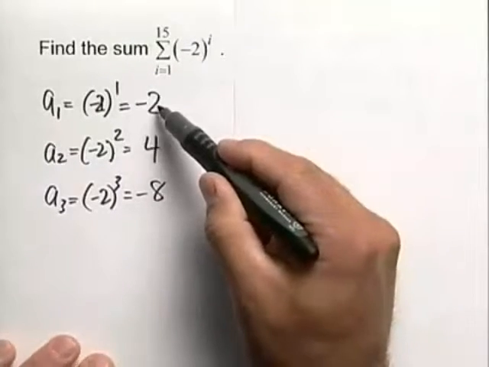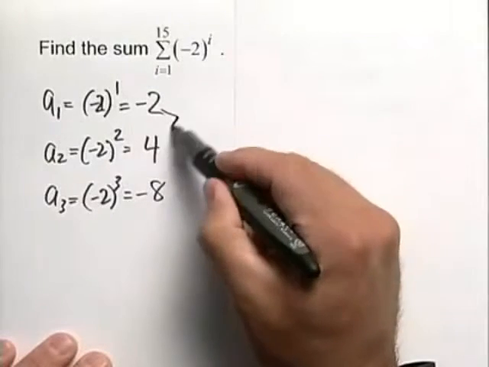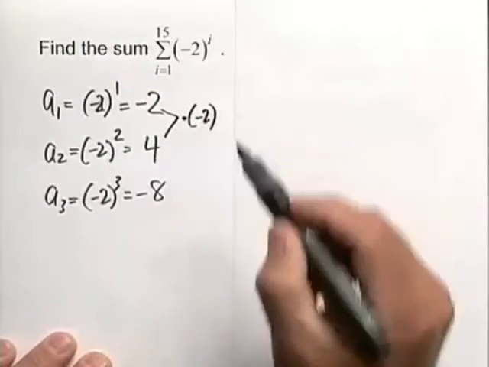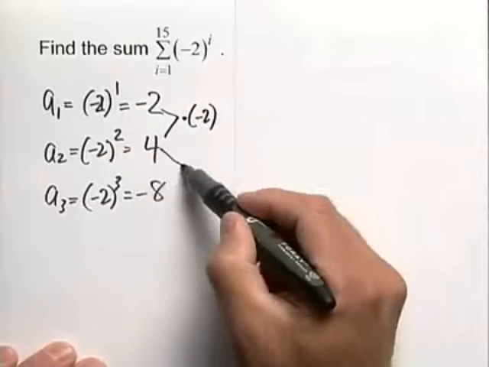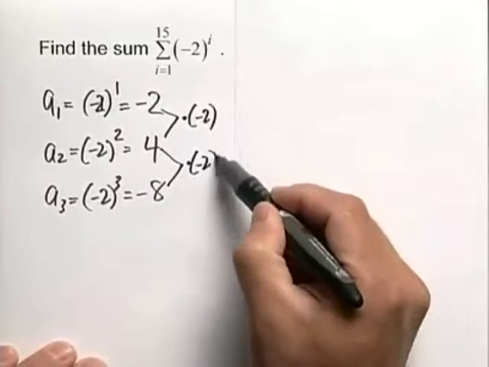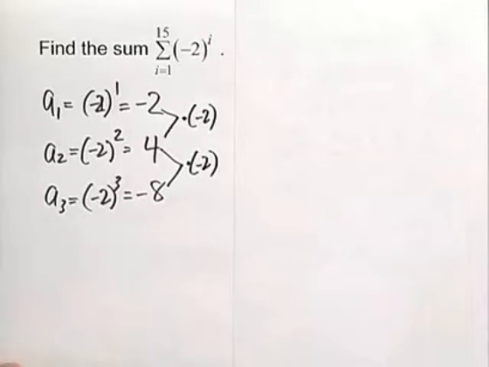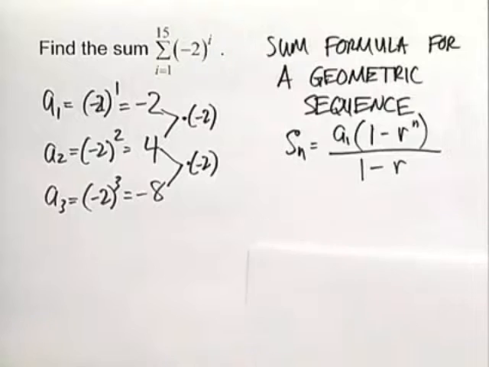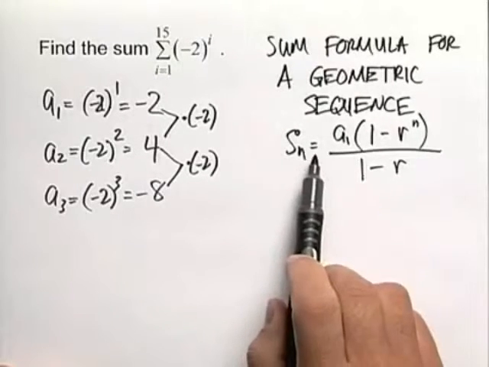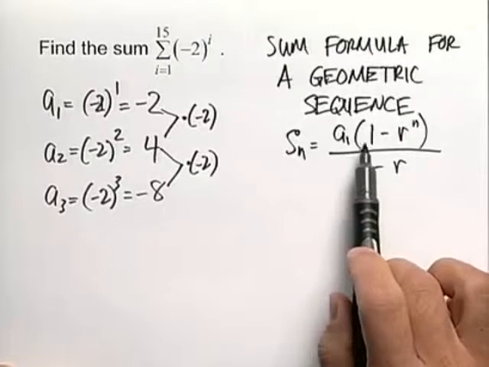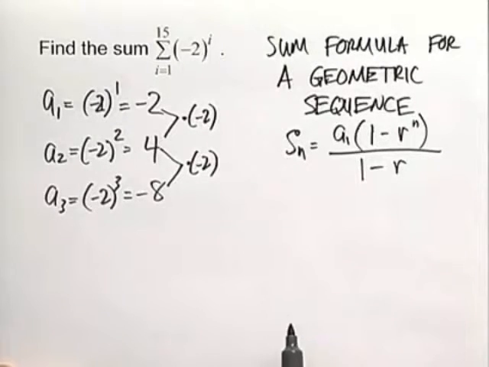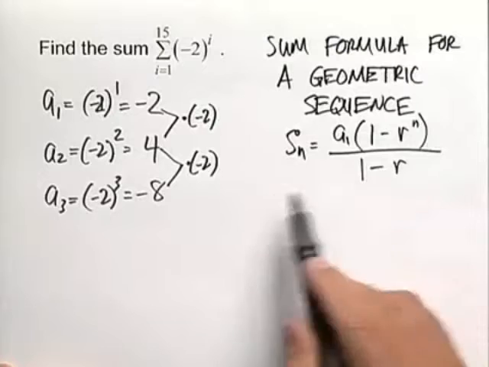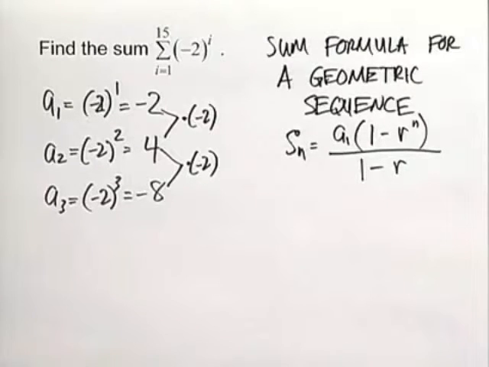To get from 2 to 4, we're multiplying here by a negative 2. To get from 4 to negative 8, we're multiplying by a negative 2, and by definition this is a geometric sequence. So rather than adding up all 15 of these terms, we can use our sum formula for a geometric sequence given to us as S sub n is equal to a sub 1 times 1 minus r, that's our common ratio, to the nth power, all over 1 minus r.